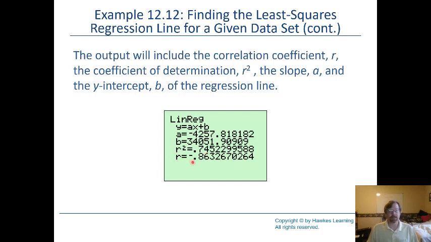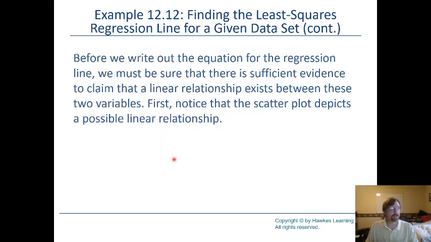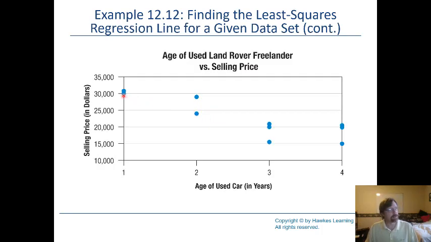So the next step before we do anything with the slope and intercept is to see if this is statistically significant at the 0.05 significance level. That's one thing we need to do. The other thing we need to do is check to see if the scatter plot shows possible linear relationship. So we can do that. We get this.